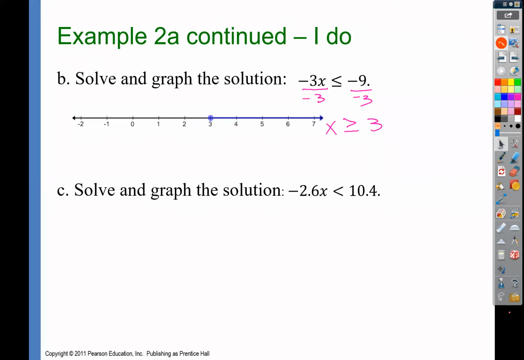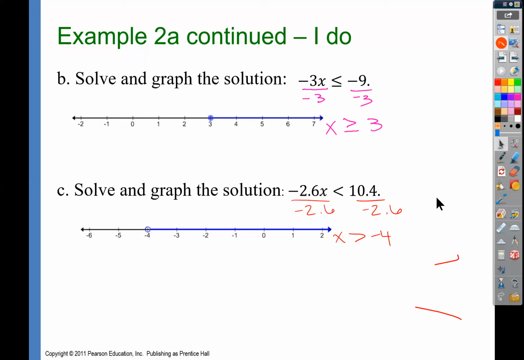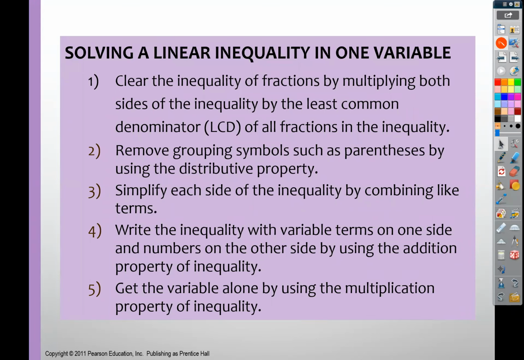Solve and graph the solution. So if I divide both sides by -2, I'm going to get x is greater than -4. And my line looks like that. So I'm starting at -4 with an open circle, and I'm going to the right. All right, you can pause this and read how to solve an inequality in one variable.